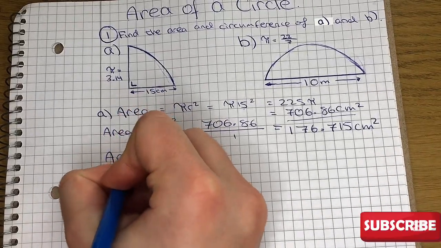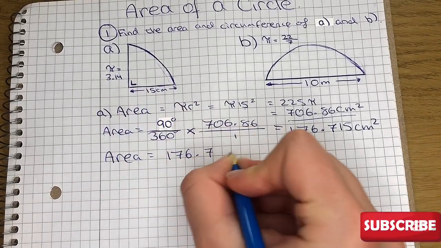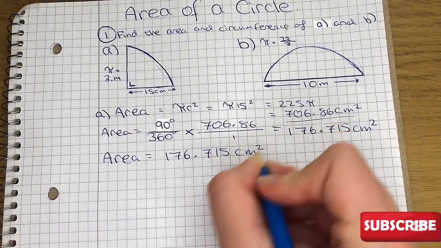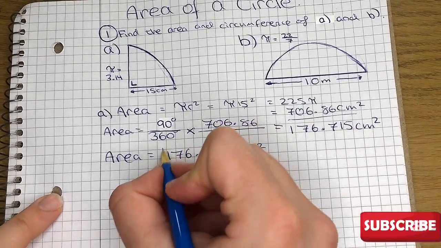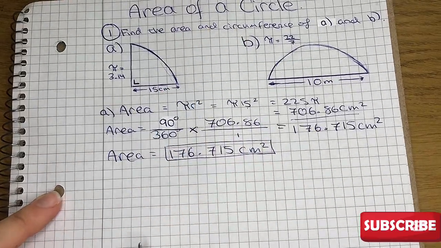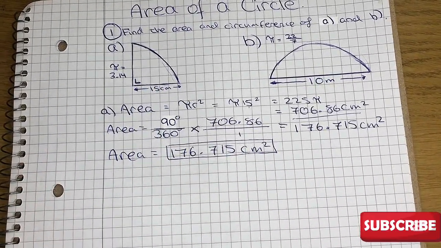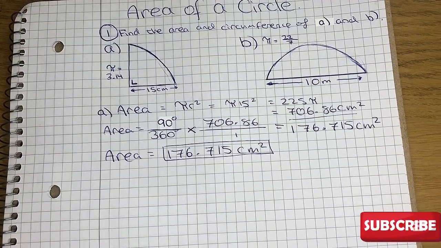So area is equal to 176.715 centimeters squared. So this is the first part done because we have to find the area and the circumference. So this is the area of the sector alone. Now we have to find the circumference.